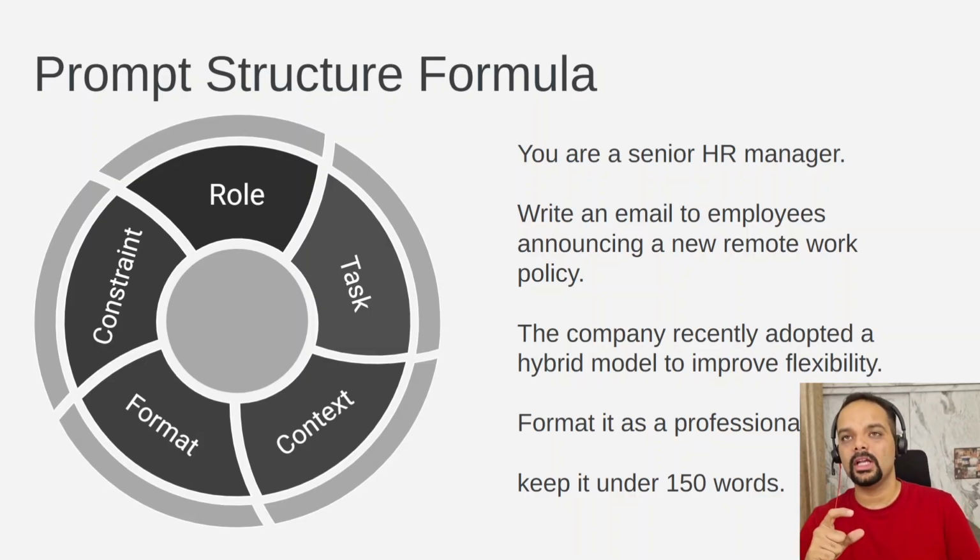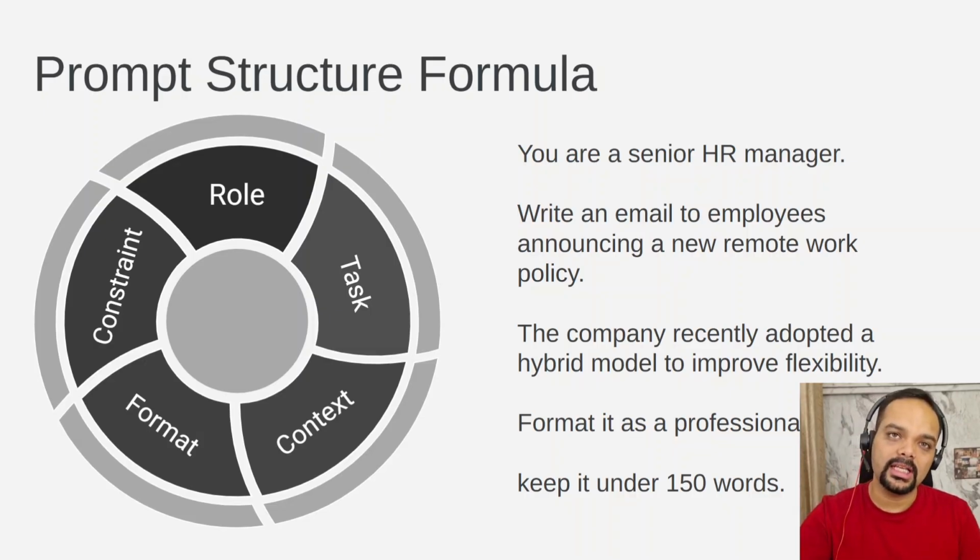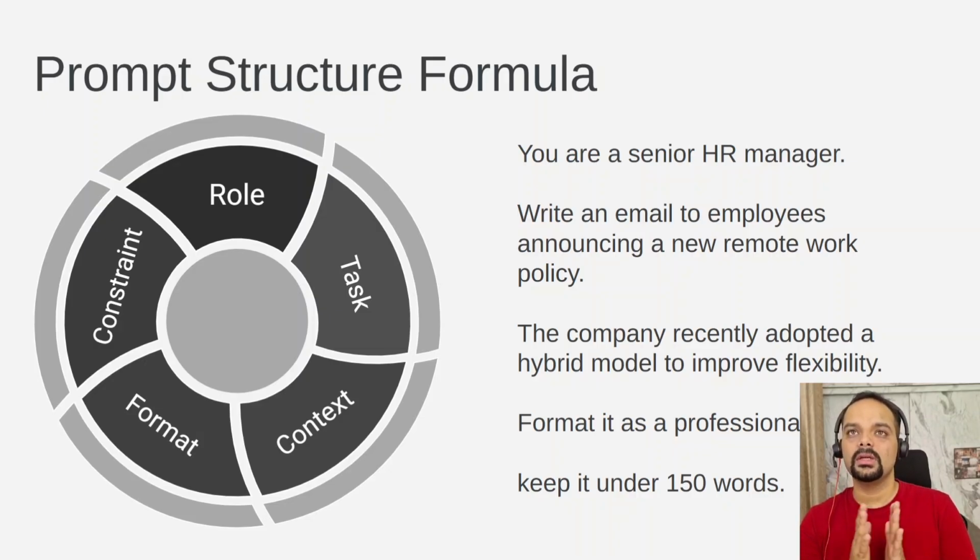Then after that output, provide more context to it. Then provide more format to it. And then in the end, provide constraint to it. In this way, if your prompt is becoming too big, try to break it down into smaller chunks, but keep these five things in mind. This will give you immensely great results when you are trying to prompt.